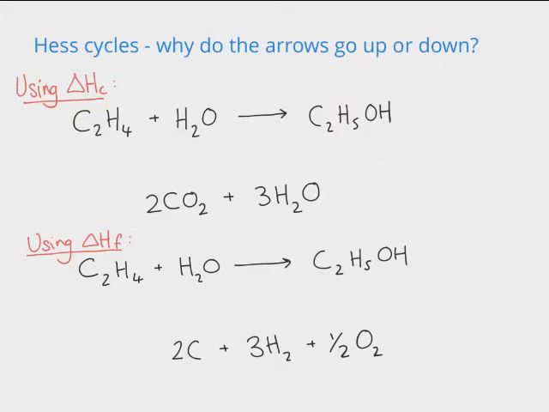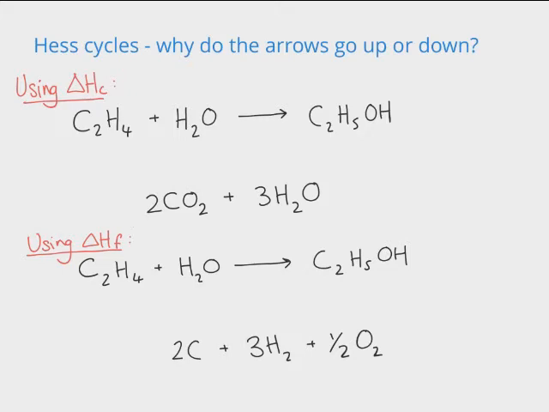Hess cycles. Why do the arrows go up? Why do the arrows go down? I've heard many students say that they can't remember which way to draw the arrows in a Hess cycle. This worries me because it's not something you should be remembering, it's something that you should work out by thinking about what the reaction is. So take a moment and think.